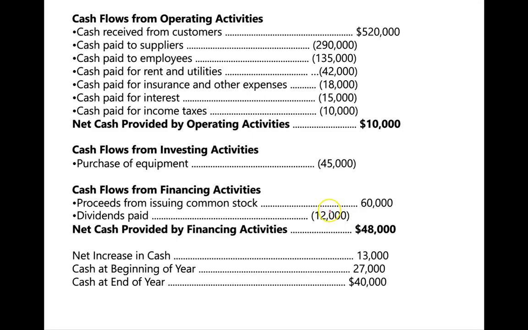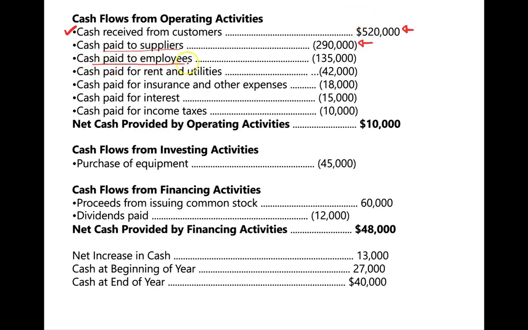Here's an example of what a direct method operating activity section looks like. We start with our cash flow from operating activity, and we have our cash received from customers. This is just an example. I just pulled this from the internet, but you're going to have cash received from customers. So this is our revenue on a cash basis. Here's our cash paid to suppliers. So think of this as our cost of goods sold on a cash basis.